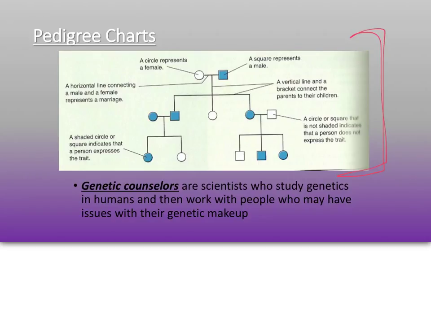And genetic counselors might be physicians, they might be doctors, or they might just be real geneticists, right? They have an advanced degree in genetics, and they study genetics in humans, and then they serve as counselors. They work with people, couples, who have maybe a genetic issue themselves, or have some questions about genetic diseases that might run in their families. And a genetic counselor might construct a pedigree for your family and try to make some predictions based on that.